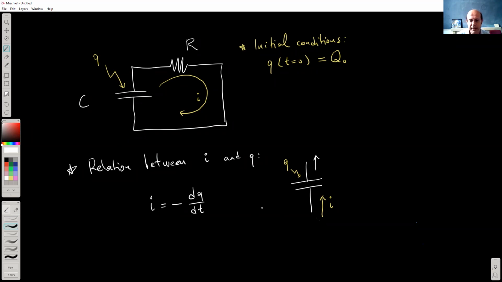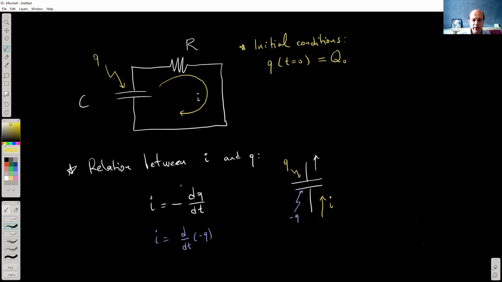What's the other way? The other way is this. For example, this current is filling up this plate, and that plate has charge minus Q. So therefore, I say that the current is equal to the rate of change of the charge on that plate, which is minus Q, which gives me the same equation.